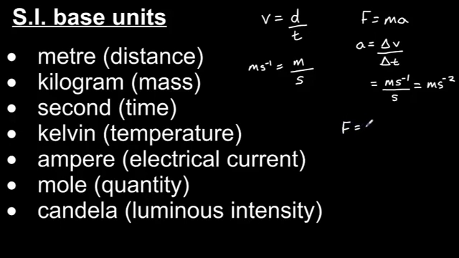So F equals ma. The unit for mass is the kilogram. The unit for acceleration is meters seconds to the minus 2. So that must be our unit for force. Now that might surprise you because you've been used to using a different unit for force, the Newton. Which brings us neatly onto derived units.